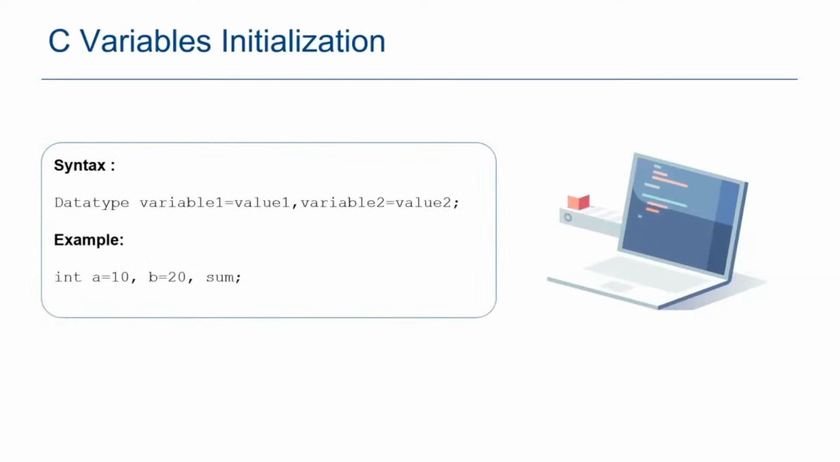The syntax of variable initialization is data type, variable1 = value1, variable2 = value2, and semicolon. So this is how we initialize the variable. For example, int a = 10, b = 20, sum. 10 is assigned to variable a of type integer, value 20 is assigned to variable b of the same type, and we have declared a variable sum.